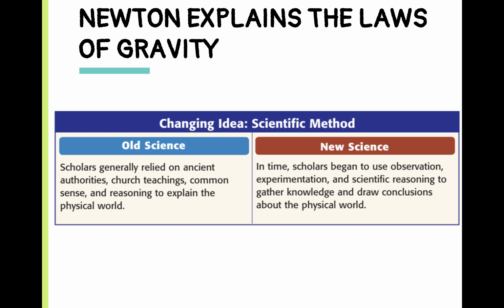So if you guys look at this chart, which was in your book, it breaks down the changing ideas. Old science said that scholars generally relied on ancient authorities, church teachings, common sense, and reasoning to explain the physical world. New science is where scholars begin to use observation, experimentation, and scientific reasoning to gather knowledge and draw conclusions about the physical world.